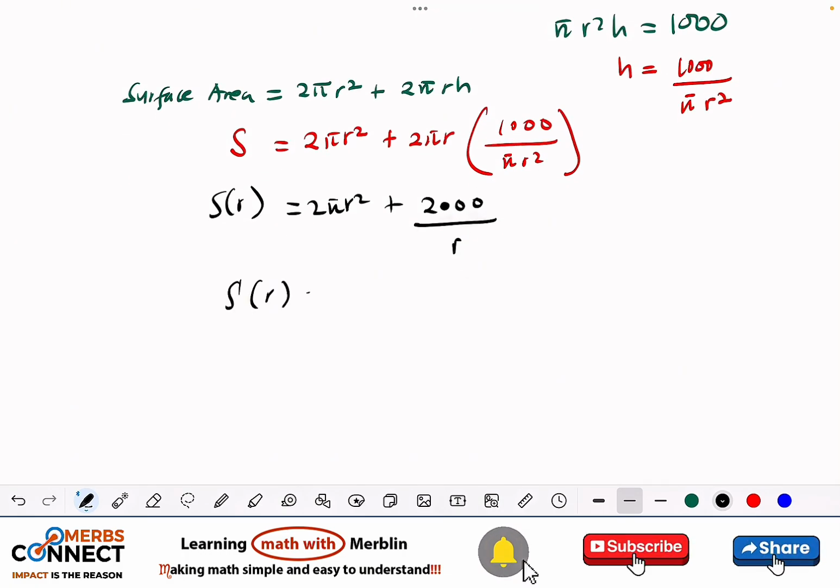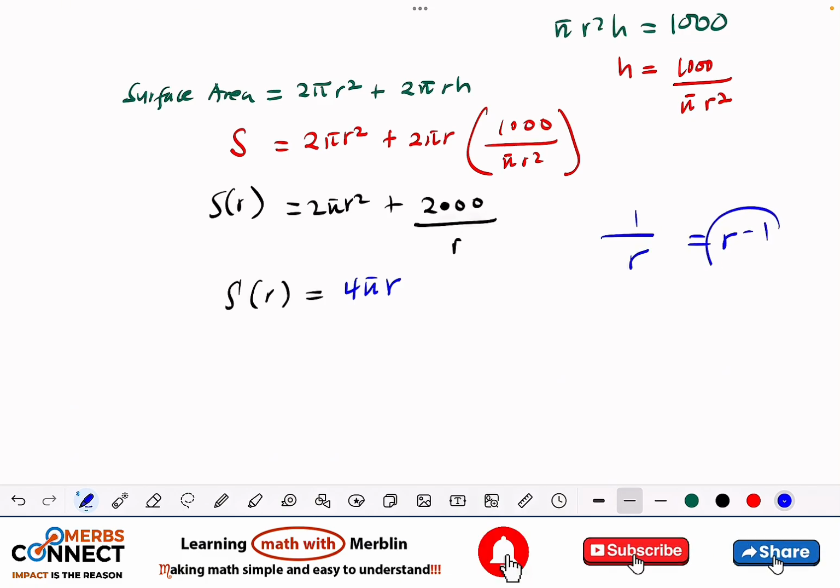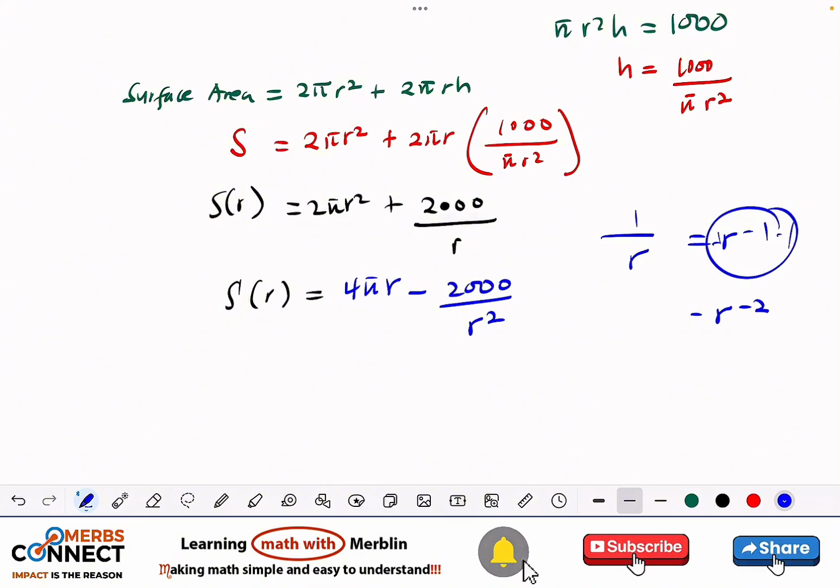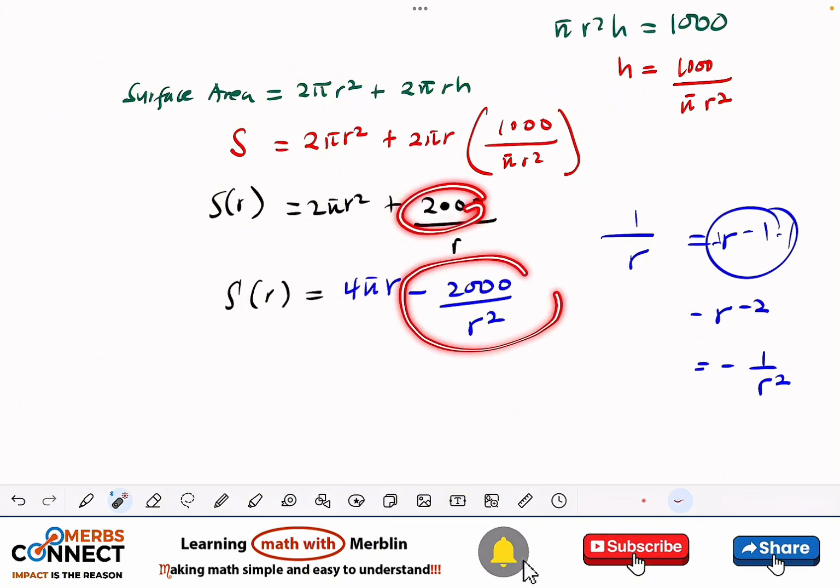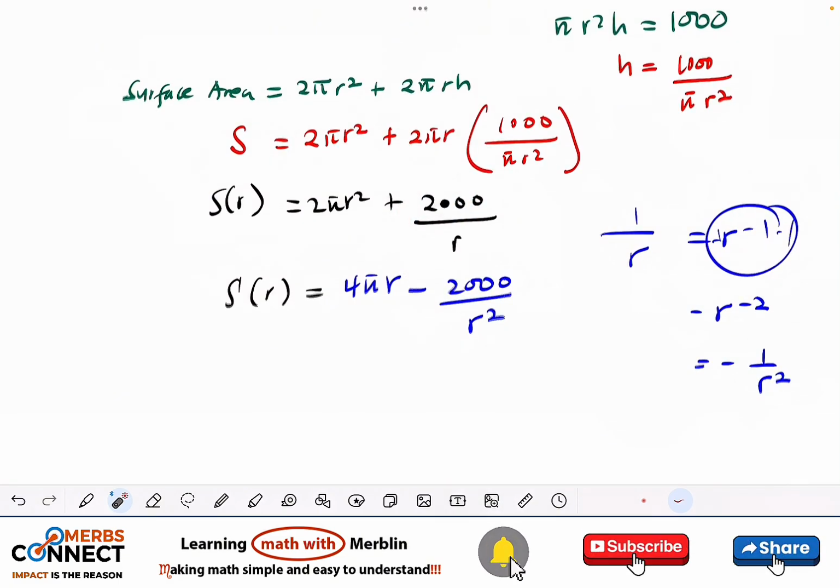S prime is going to be, when I differentiate this, 4 pi r, because now I'm differentiating with respect to r. So 2 drops down, subtract 1, and this one will be left with 1. Now 2000 over r is the same as 2000 r to the minus 1. So when I differentiate this, I'm going to have minus r to the minus 2, because I need to subtract 1 and multiply by minus 1 here. So this is going to give us minus 2000 divided by r squared, because this is the same as minus 1 over r squared. So this is S prime.